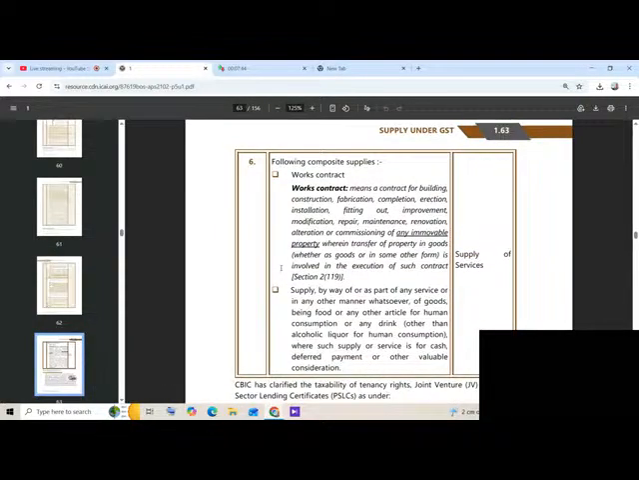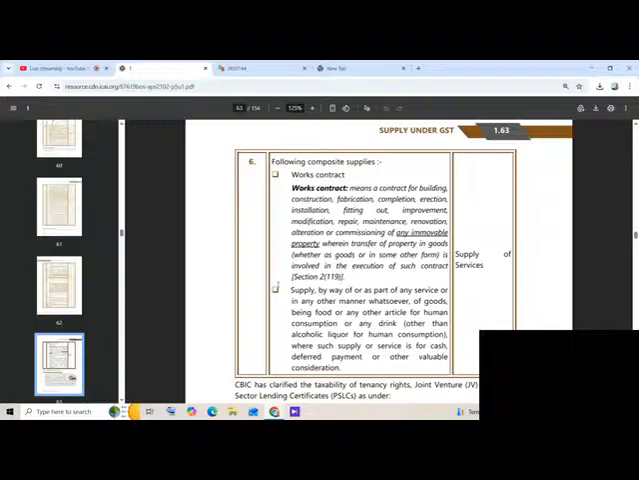Following composite supplies, works contract. Works contract means a contract for building, construction, fabrication, completion, erection, installation, fitting out, improvement, modification, repair, maintenance, renovation, alteration, and commissioning of any immovable property wherein transfer of property in goods is involved in the execution of such contract.